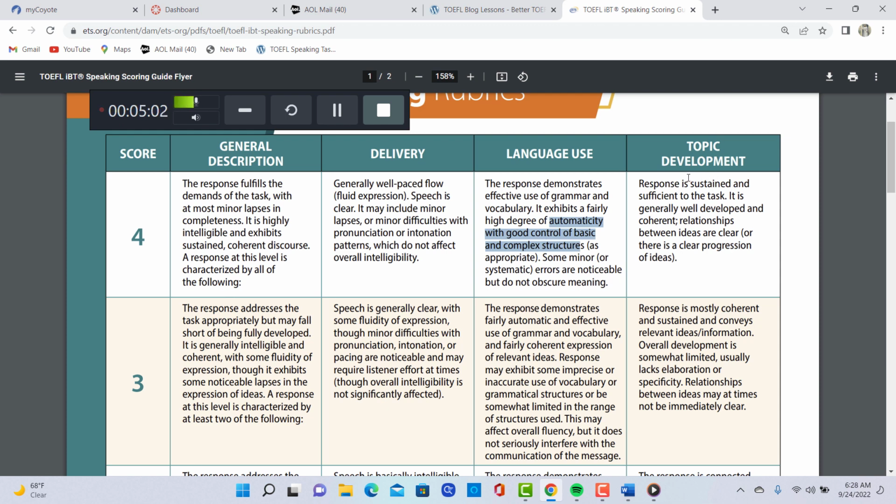Topic development: response is sustained and sufficient to the task. It is generally well developed and coherent. Relationships between ideas are clear, or a clear progression of ideas. You did that. So this is a very strong response. I hate to give you 30. I don't usually give 30 when I do these because the TOEFL is just so difficult. I'm going to put you at 28 to 30 on this speaking practice test.